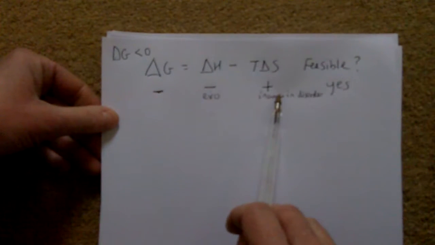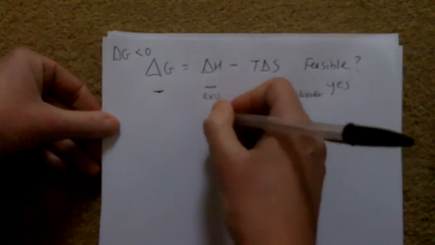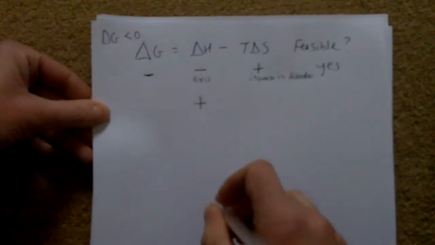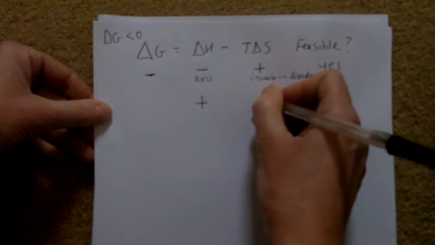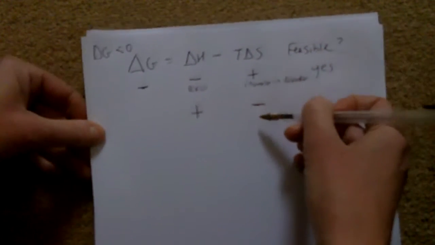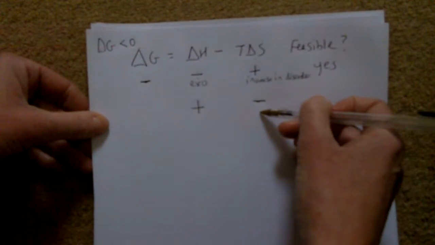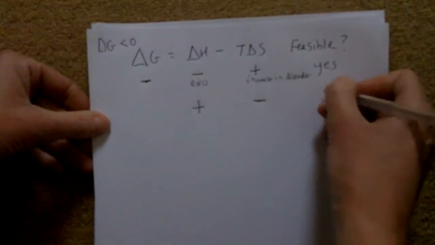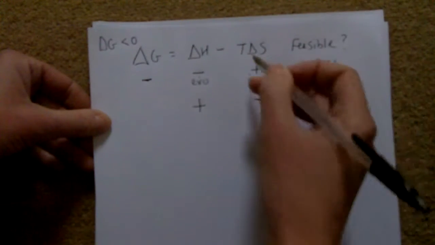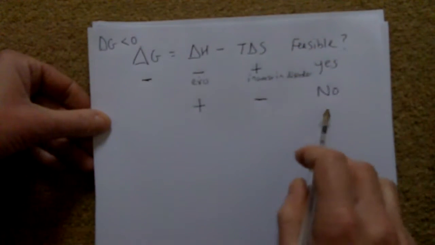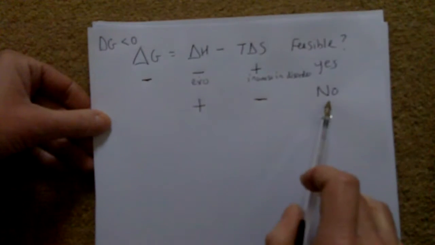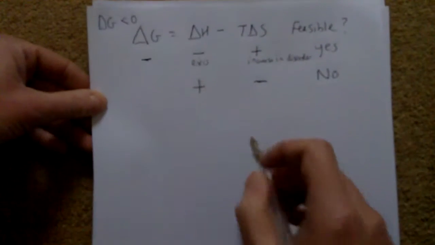Exothermic with an increase in disorder. Now, if you have an endothermic reaction and an increase in order, where the entropy change is negative, that is the worst case scenario, and that reaction will never happen. It doesn't matter what the temperature is, it will never happen. So that's the best case situation, and that's the worst case. Now there are some other ones as well.